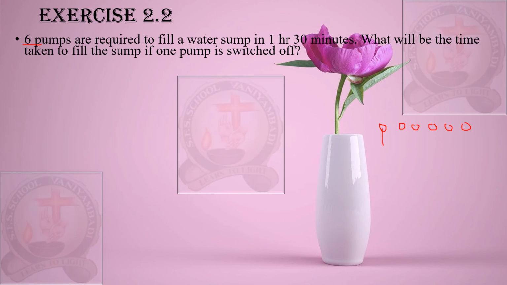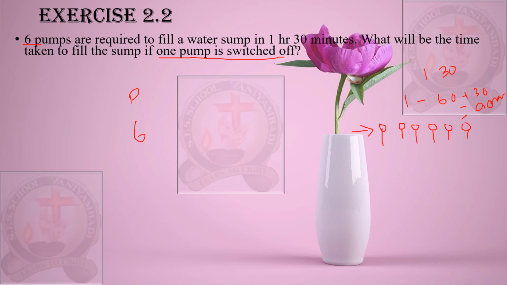The water is flowing here and the water is filling. From these 6 pumps, your water sump is filling. How many pumps here? 6 pumps. Now to fill this water sump, how many hours does it take? 1 hour 30 minutes it takes. Children, I want to ask you one thing. For 1 hour, how many minutes? 60 minutes. So for 1 hour 30 minutes, it becomes 90 minutes. Now, the next condition is there. What will be the time taken to fill the sump if one pump is switched off?